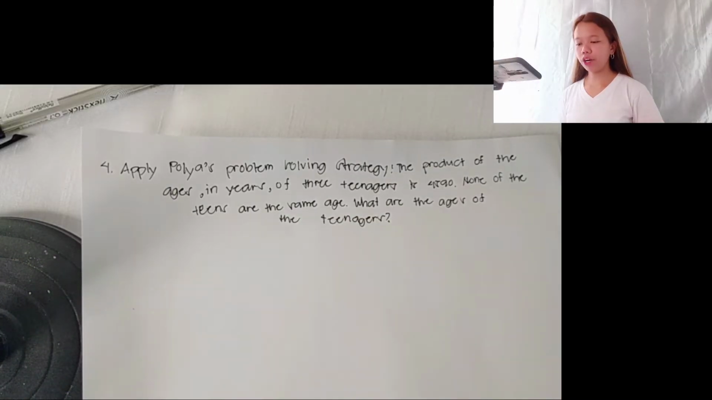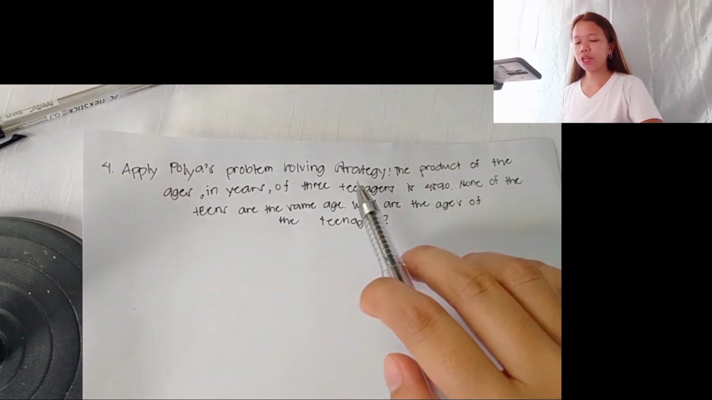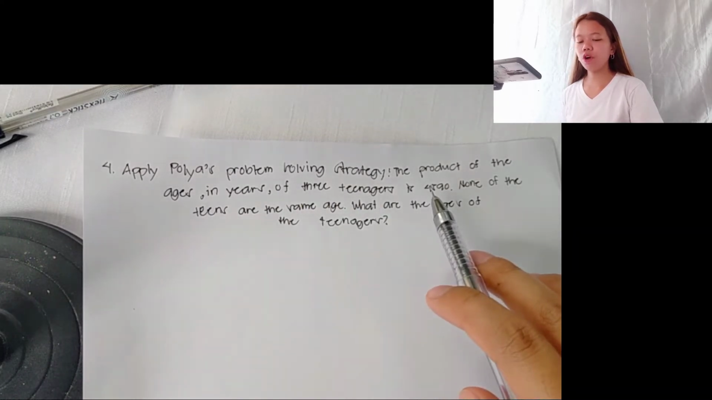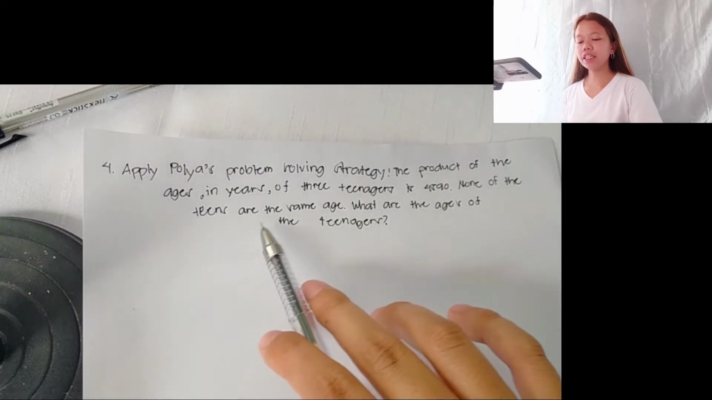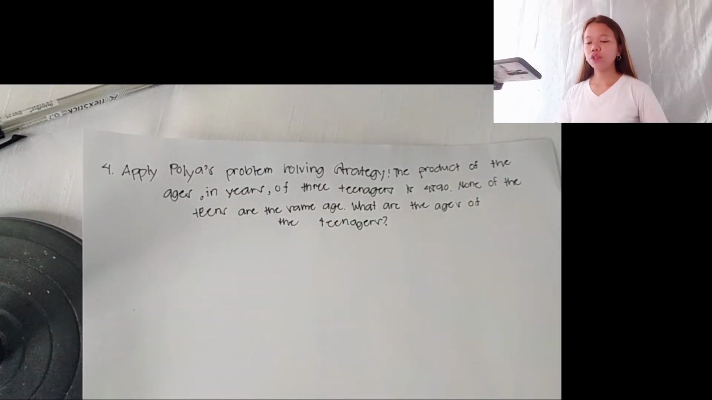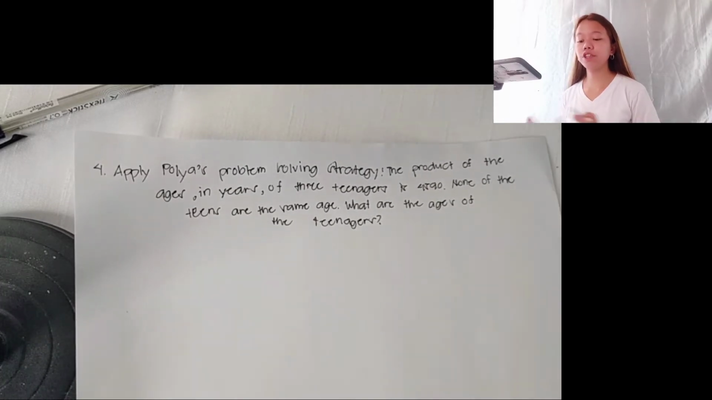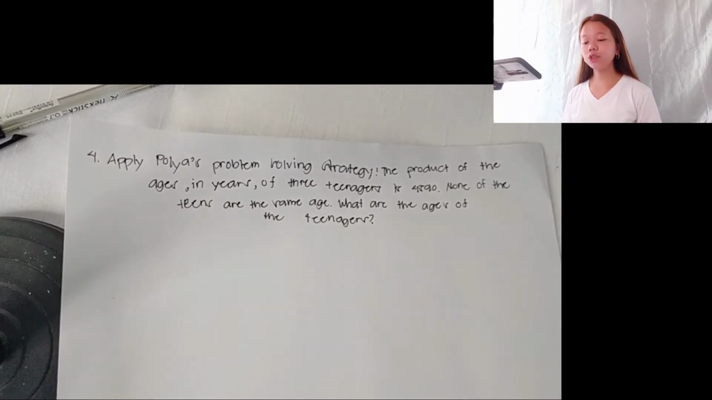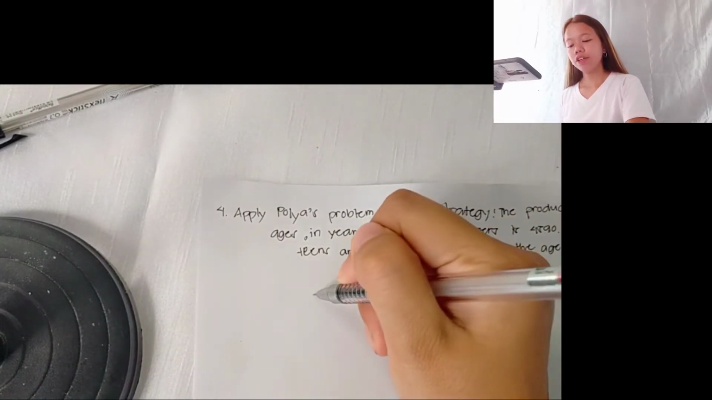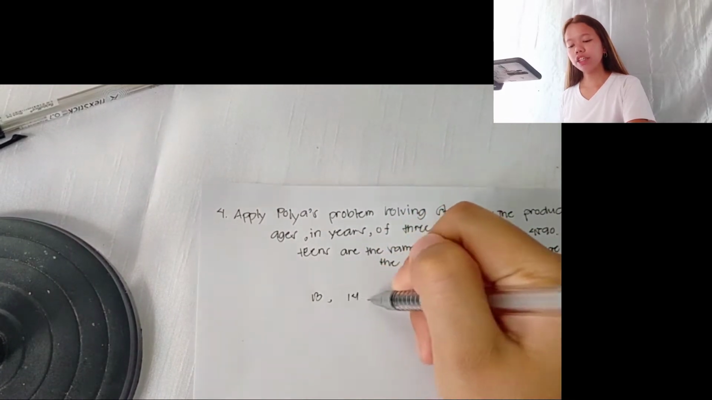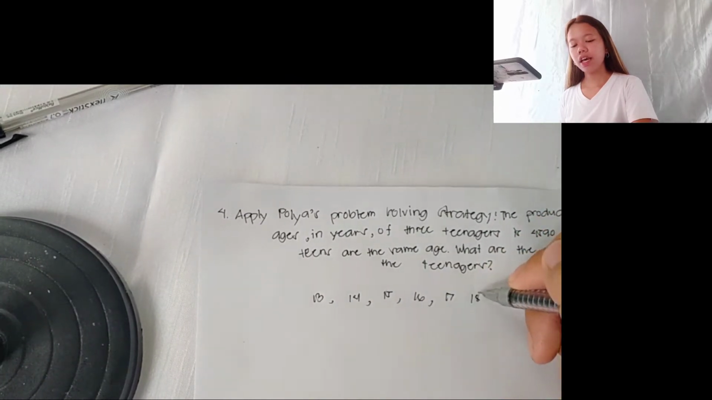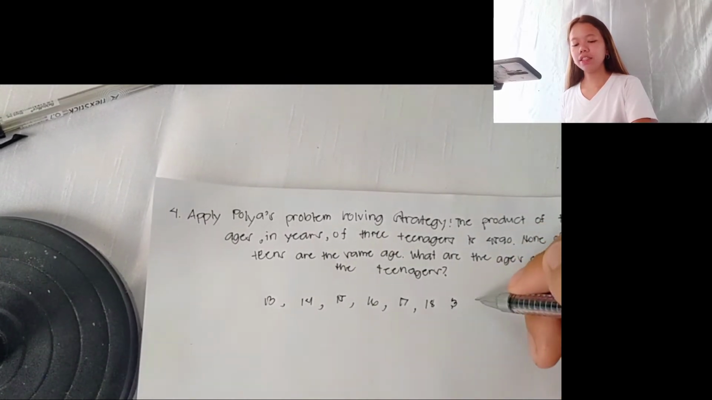Problem number 4. Apply Polya's problem solving strategy. The product of the ages in years of 3 teenagers is 4,590. None of the teens are the same age. What are the ages of the teenagers? So, to find the 3 ages, let's first understand the problem. We need to determine 3 distinct counting numbers from the list 13, 14, 15, 16, 17, 18, and 19.